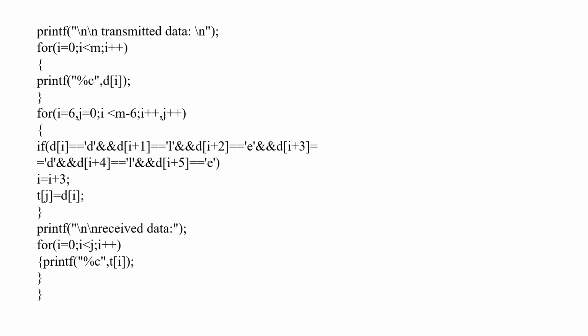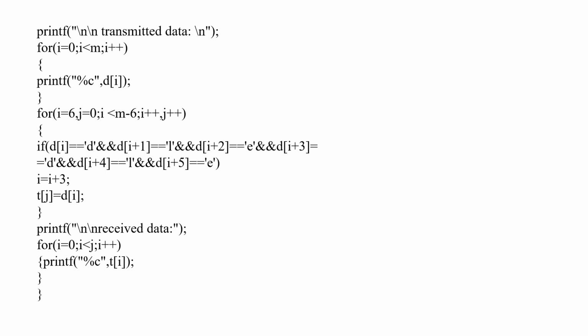And after that, you're going to read that frame, where if d of I is equal to d, that is, you're doing an AND operation. Suppose the first value is d, then you go to d of I plus 1, the next value. If that is equal to L, then you go to the next value E. Then if it is equal, you go to the next value, which is D. Likewise, you go through all the values. Then you check whether the values are the same in that loop, and you will print the received data.